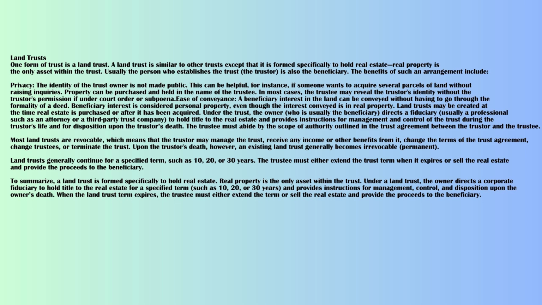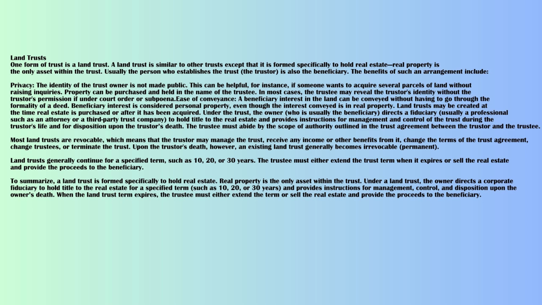Under the trust, the owner, who is usually the beneficiary, directs a fiduciary, usually a professional such as an attorney or a third-party trust company, to hold title to the real estate and provides instructions for management and control of the trust during the trustor's life and for disposition upon the trustor's death. The trustee must abide by the scope of authority outlined in the trust agreement between the trustor and the trustee.